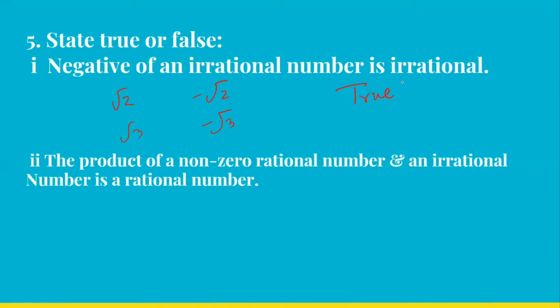The next it says the product of a non-zero rational number and an irrational number is a rational number. So non-zero rational number, let us take non-zero rational number as 2, and an irrational number, let us take root 2. So 2 into root 2, I get 2 root 2. So what we obtain here, 2 root 2, it is an irrational number. So this is a false statement. Let us take one more example. Let us take 5. 5 multiplied by root 3, we get 5 root 3, and 5 root 3 is an irrational number. So this statement is a false statement.